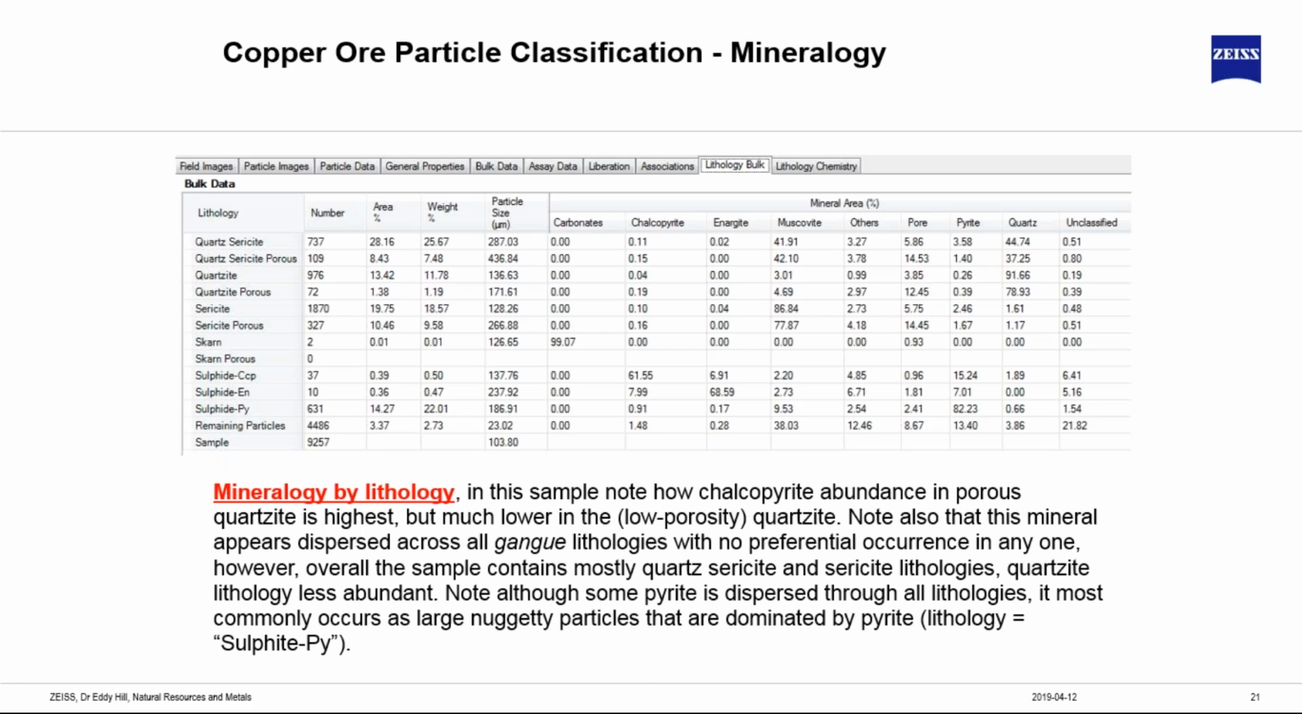This mineral appears dispersed across all gangue lithologies with no preferential occurrence in any one. However, overall, the sample contains mostly quartz sericite and sericite lithologies, with quartzite lithology less abundant. Although some pyrite is dispersed through all lithologies, it most commonly occurs as large nuggety particles that are dominated by pyrite. This is the sort of information that you require when you're looking at the processing of the material in question.